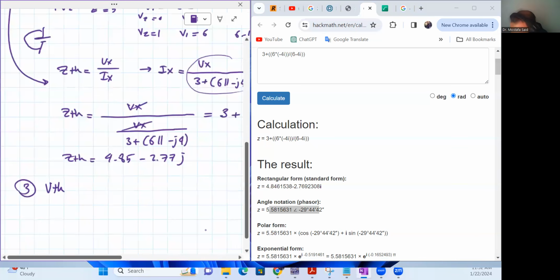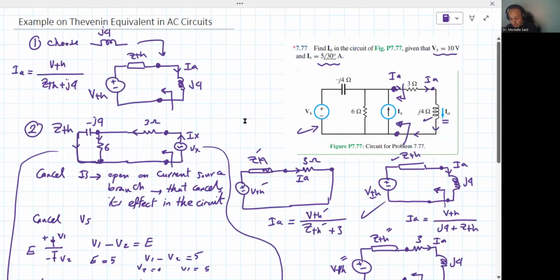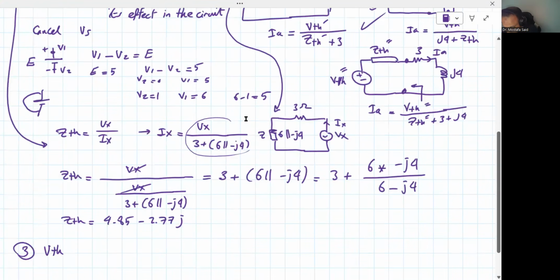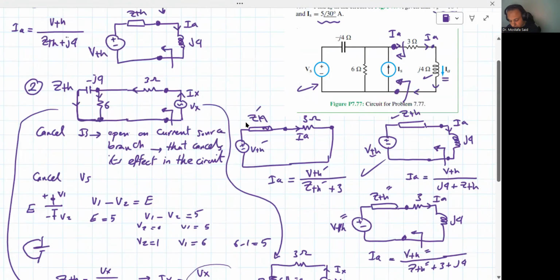Now, V Thevenin, number 3. How to get V Thevenin? So let's go back here to our example. Before we go to V Thevenin, guys, just one note here. I put the Vx and Ix.